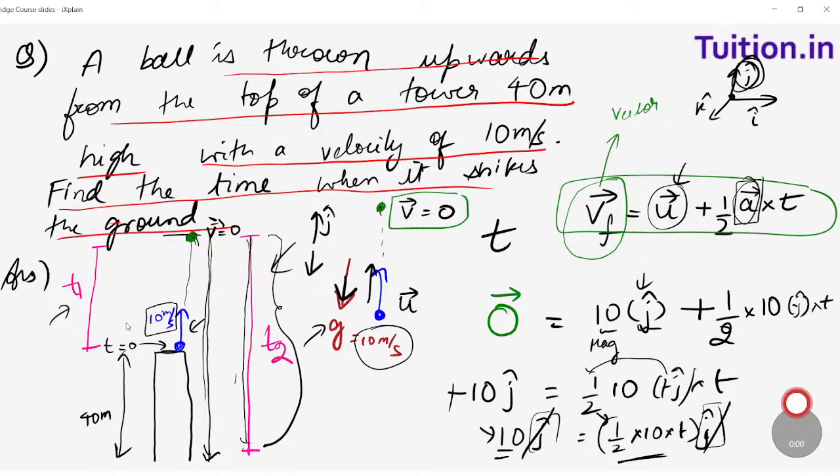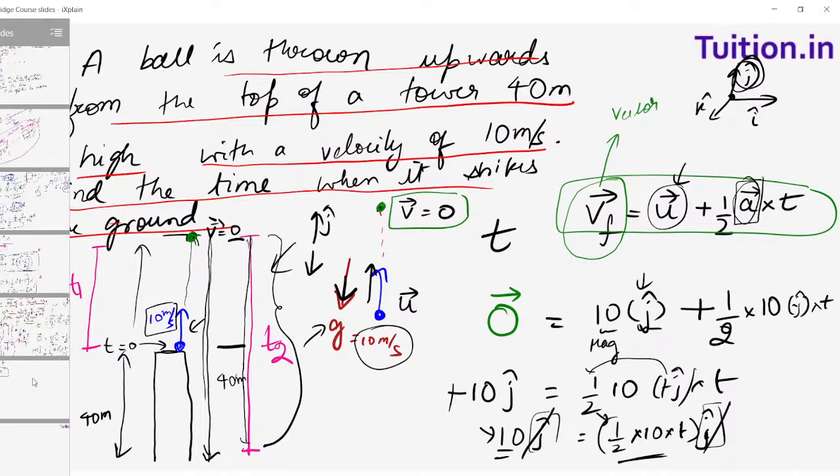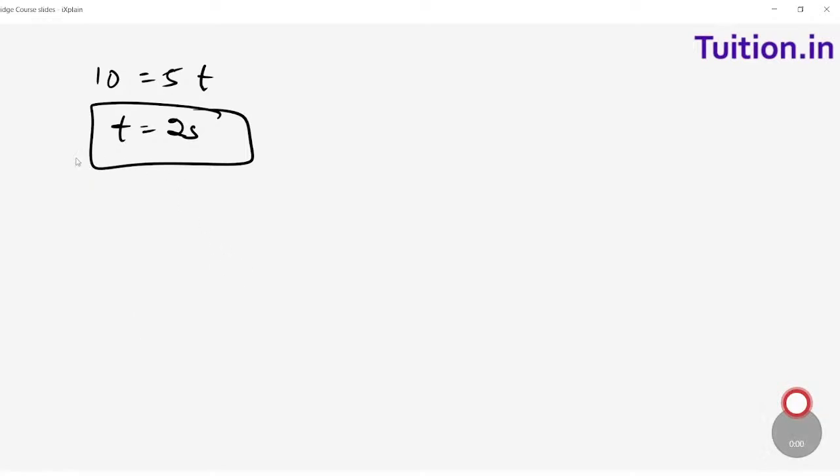I'll do it. So as this object goes up, it would have covered some displacement. If I get that displacement and I add 40 meters to it, I will get the total displacement that the object has gone up. So I also need that in this 2 seconds that the object went up, how much displacement did it cover? For that, I will have to use this equation: S bar equals u bar into t plus half into a bar into t square.